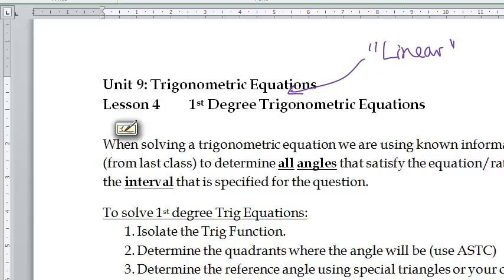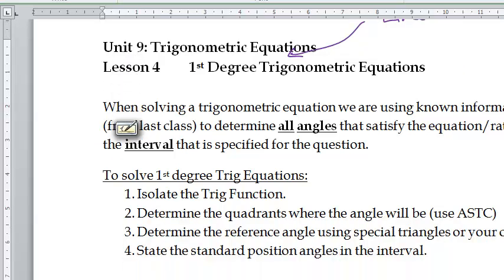Our solutions in this case are going to depend on an interval. So the interval might be from 0 to 2 pi, and it might be all real numbers, so you have to pay attention to that at the beginning of the question.